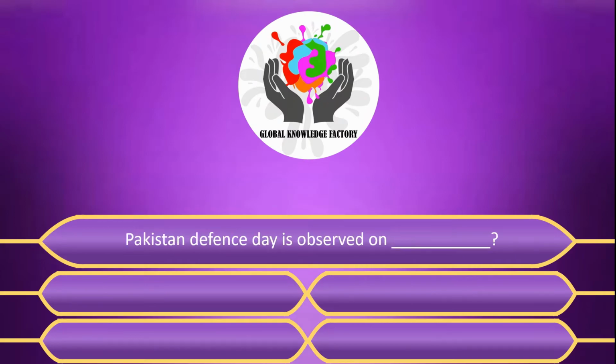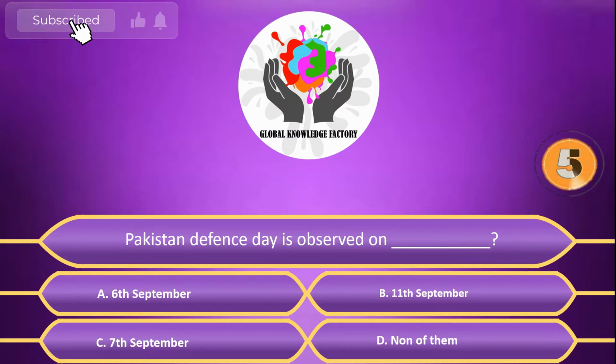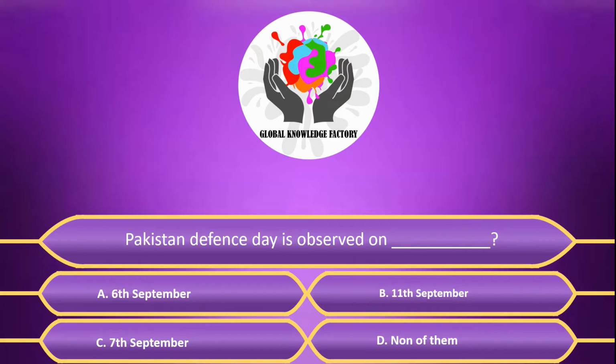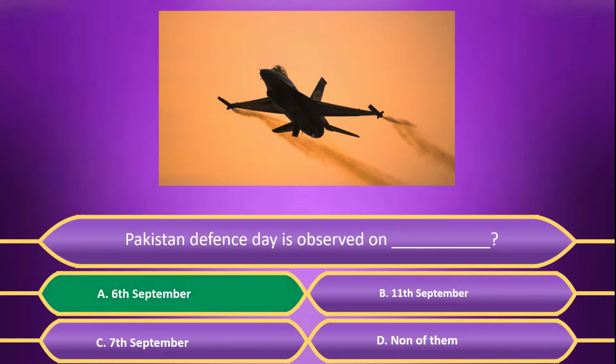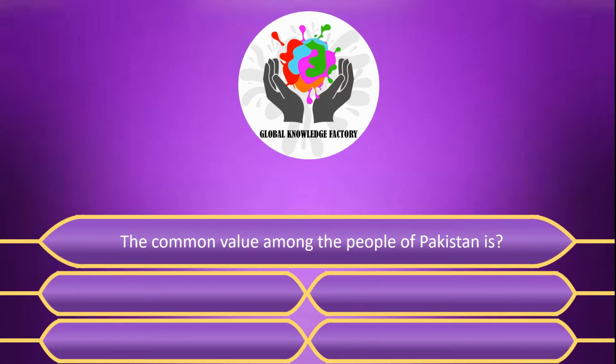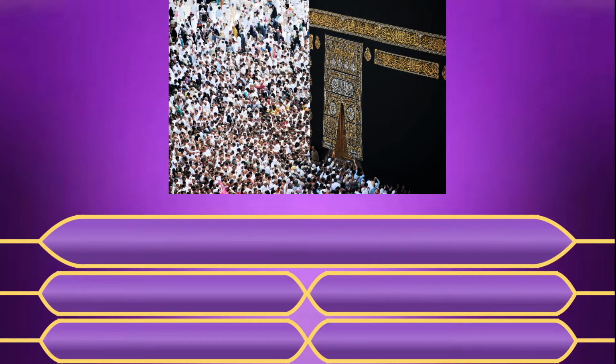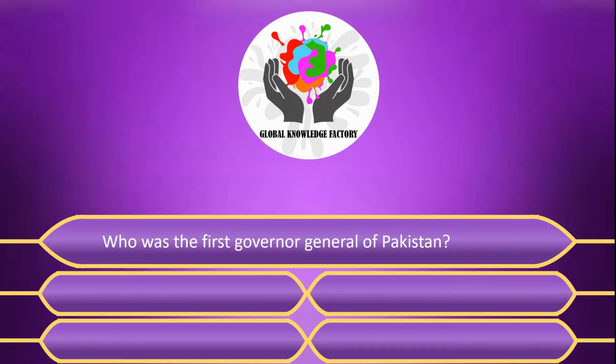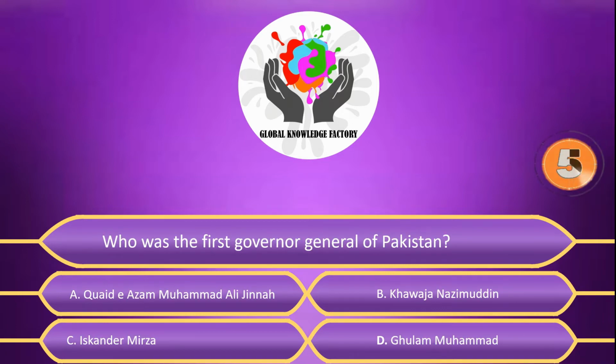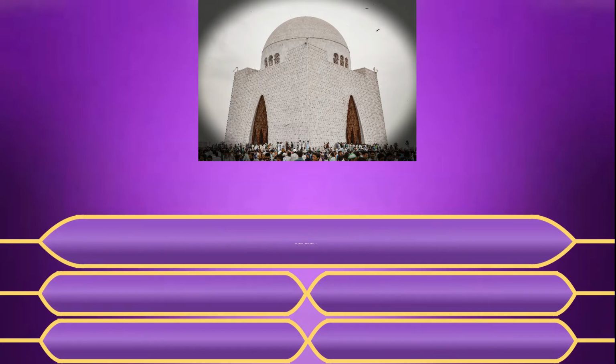Defense Day is observed on? Answer is 6 September. The common value among the people of Pakistan is? Answer is Islam. Who was the first Governor General of Pakistan? Answer is Qaid-e-Azam Muhammad Ali Jinnah.